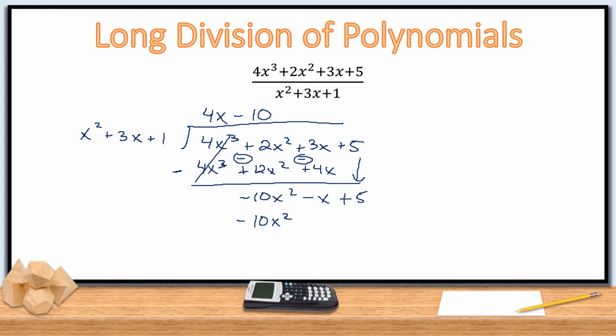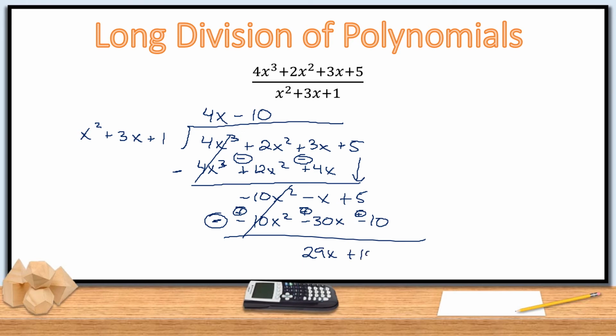Negative 10 times 3x is minus 30x. And then negative 10 times 1 is negative 10. We're going to change the signs. So it's going to become plus, plus, and plus. 10x squared cancel. Minus 1 plus 30 is 29x. And 5 plus 10 is 15.